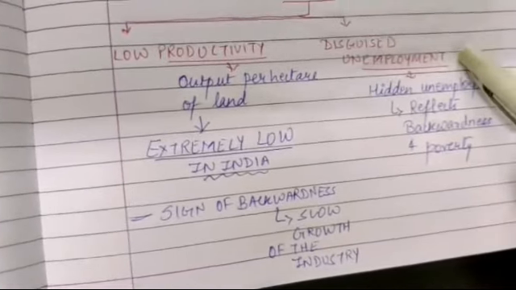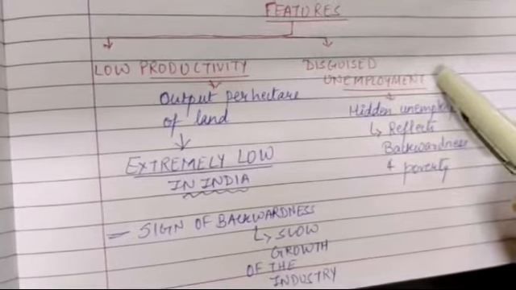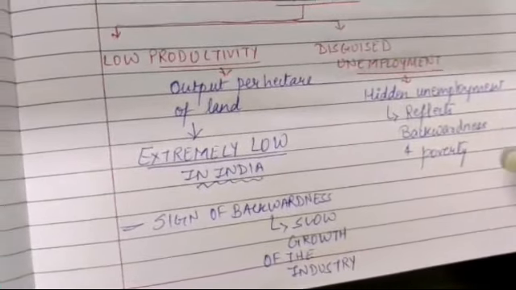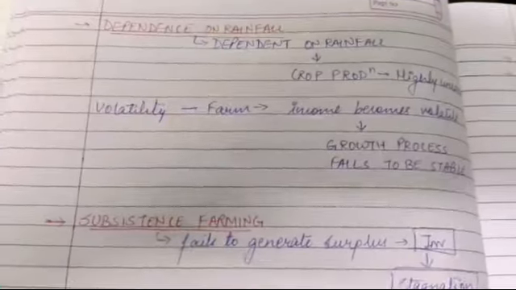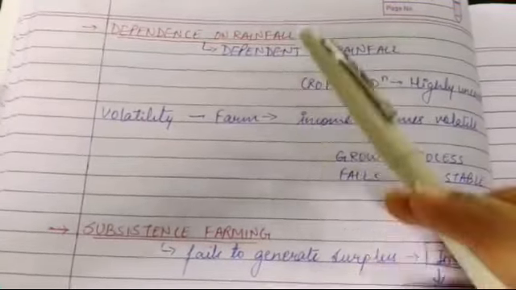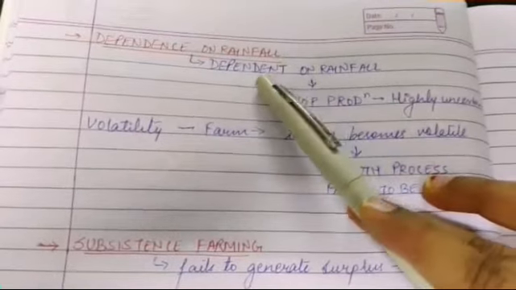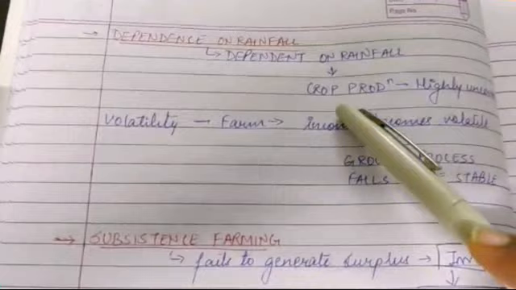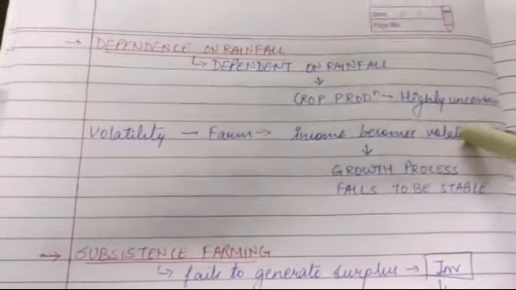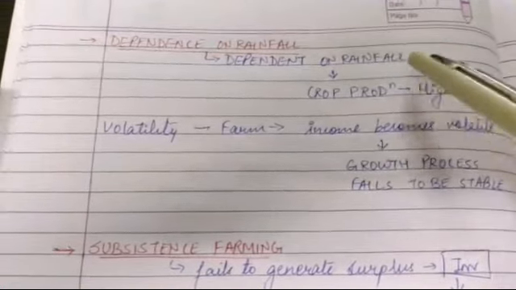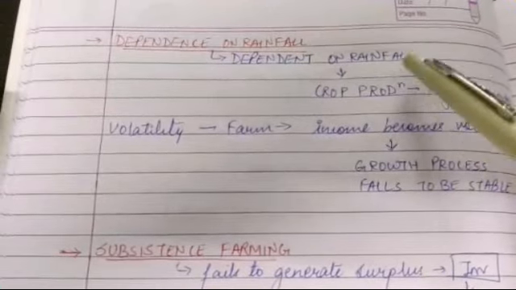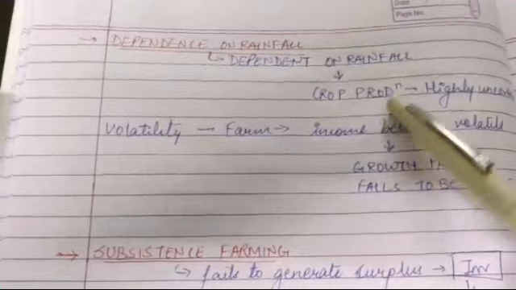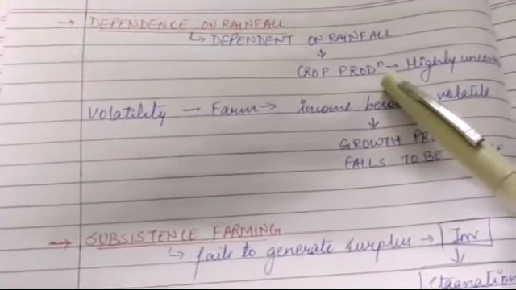Disguised unemployment is hidden unemployment, which reflects backwardness and poverty in India. Proceeding towards the next feature, that is dependence on rainfall. Indian agriculture is totally dependent on rainfall, so crop production is highly uncertain. If there is good rainfall, there will be good crop production. If there is bad rainfall, there will be bad crop production.